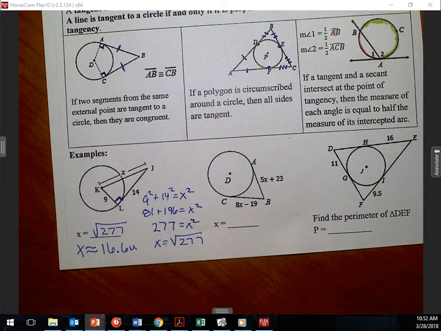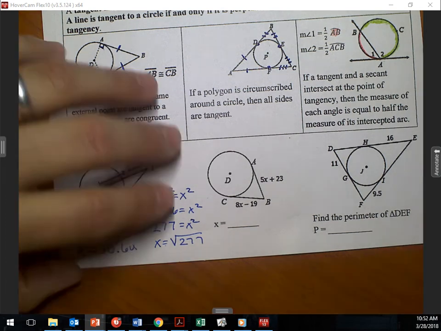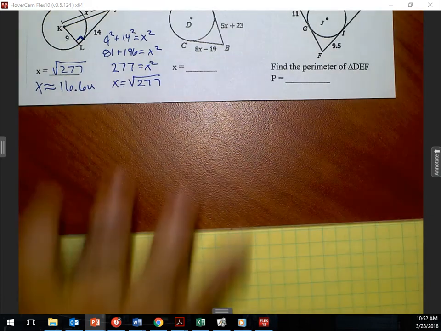I had some scratch paper. Oh, there it is. All right. So now for this next one here. Oh, too far.